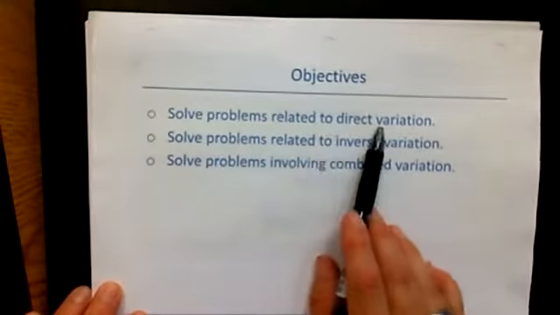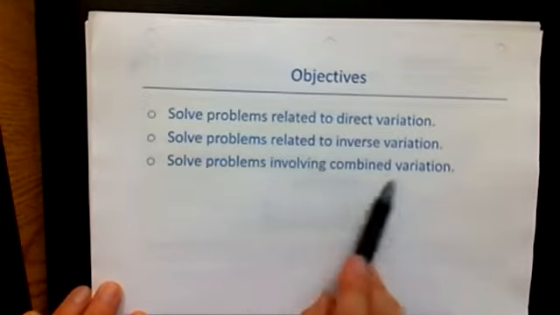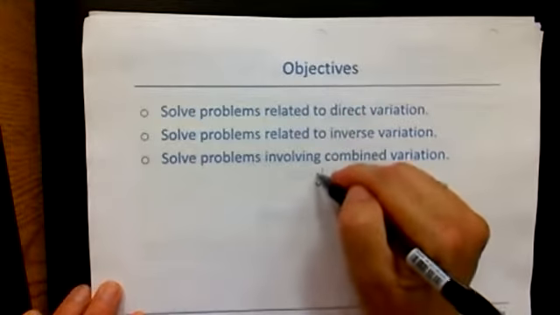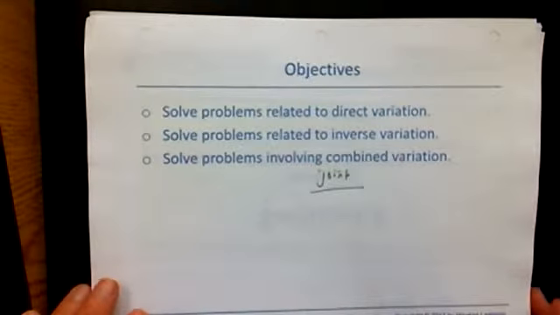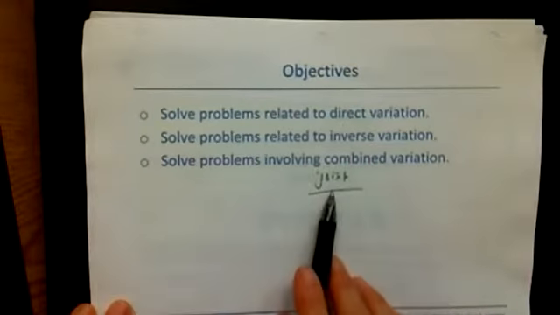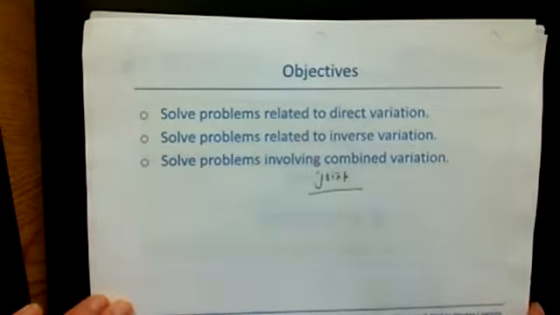So we got direct variation, we're going to have inverse variation, and we're going to have combined variation, and this one is also called joint variation. So it's got two names with that one. So if you see joint in there, that means that we've got that type of a variation. And these involve usually a multiplication and division or a combination of both of those. So that's what we're going to do for today.